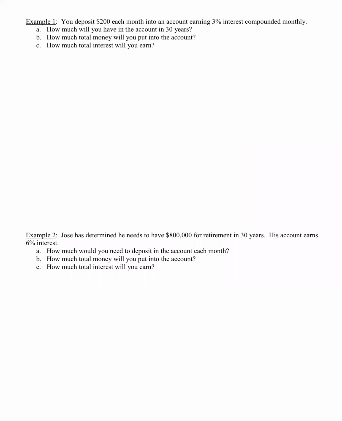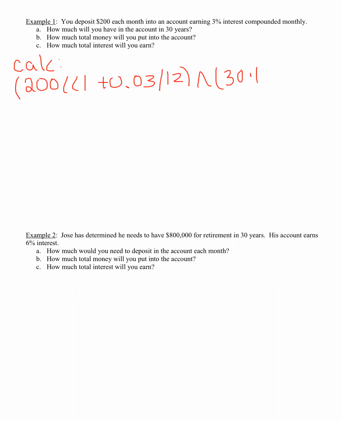Okay. So on the calculator, what this would look like is you would put a parenthesis and then do your 200, double parentheses, so exactly how I wrote it, 1 plus 0.03 divided by 12, caret button, 30 times 12 in parentheses, minus 1, close, close, and then keep going, division, 0.03 divided by 12. Make sure you have all of those parentheses there. And then practice this a little bit to see if you can get it to work.